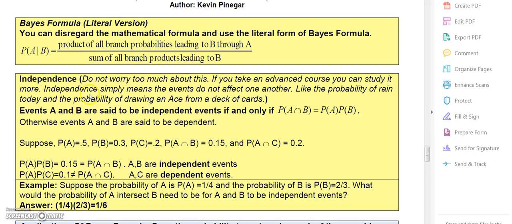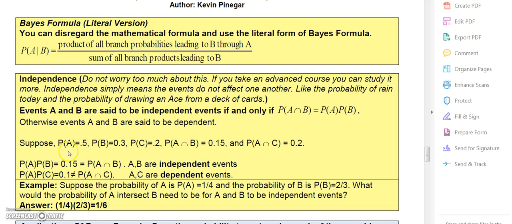Now, I'm going to talk just real briefly about independence, but don't worry too much about this. If you take an advanced course in probability, you can study this more. Independence simply means that the events do not affect one another, like the probability of rain today and the probability of drawing an ace from a deck of cards. I doubt whether it rains today is going to affect what cards you draw from a deck of cards. So events A and B are said to be independent events if and only if the probability of A intersect B is equal to the probability of A times the probability of B.